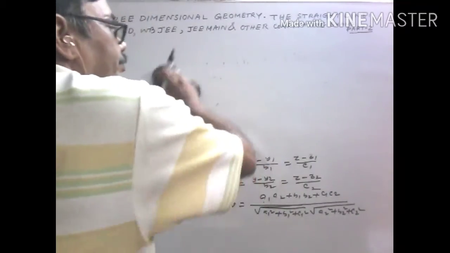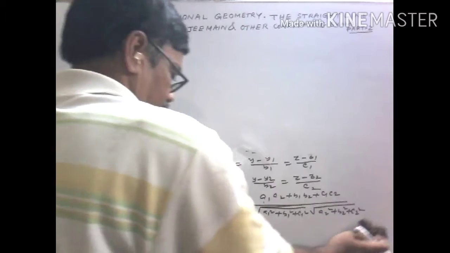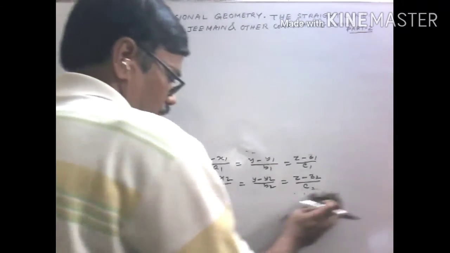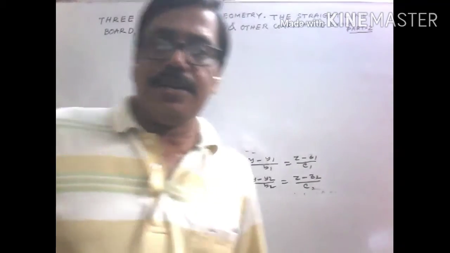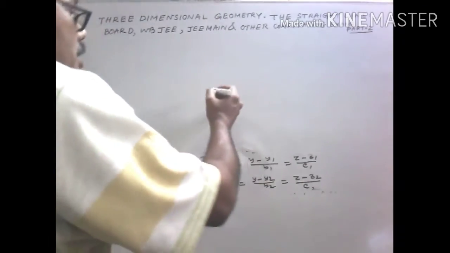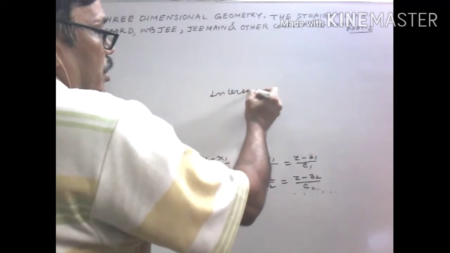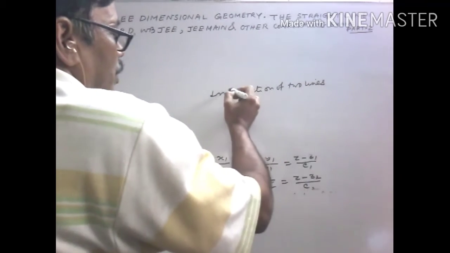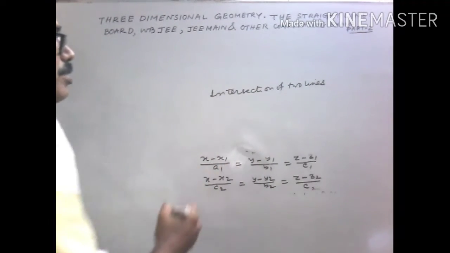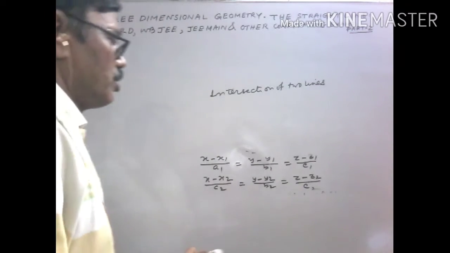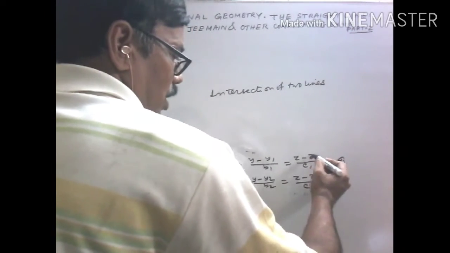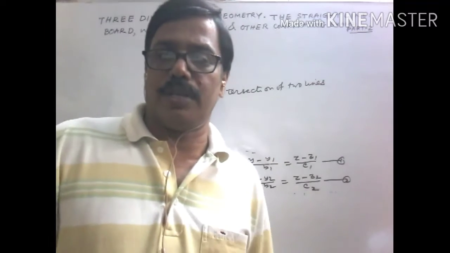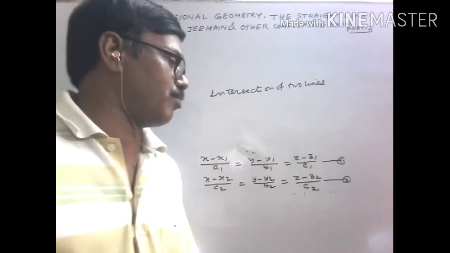Next theory. So, intersection of two lines. Suppose these, 1 and 2, are two lines and we want to get the point of intersection. I am saying only the steps.